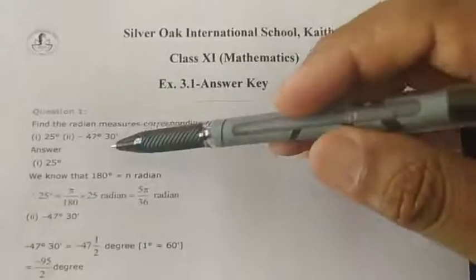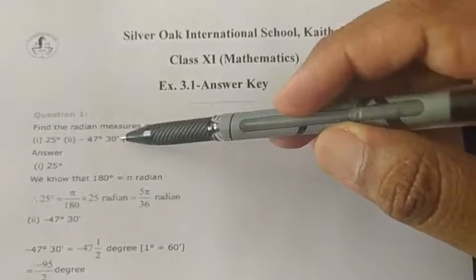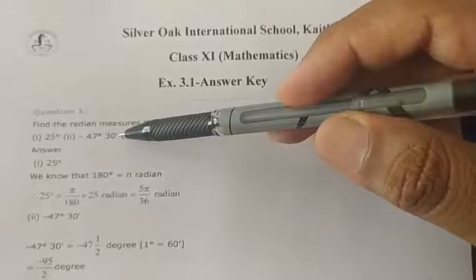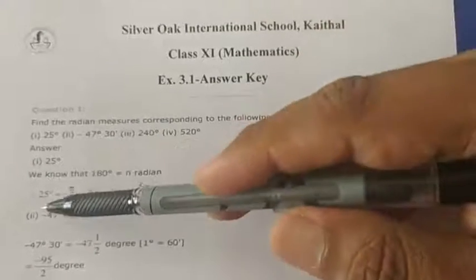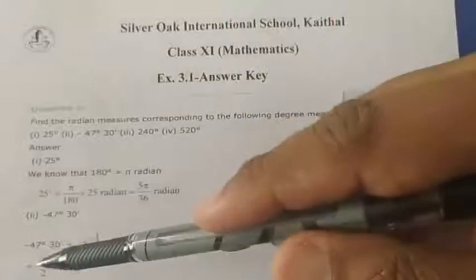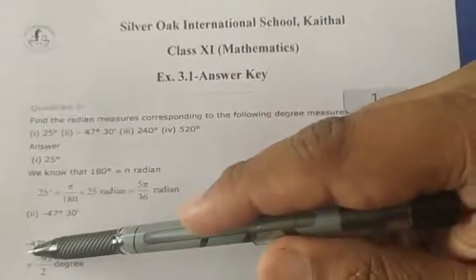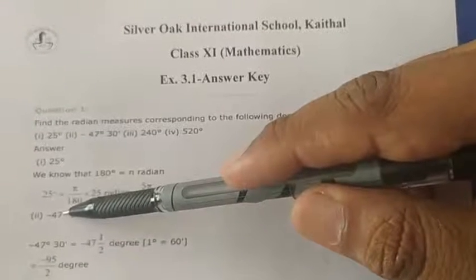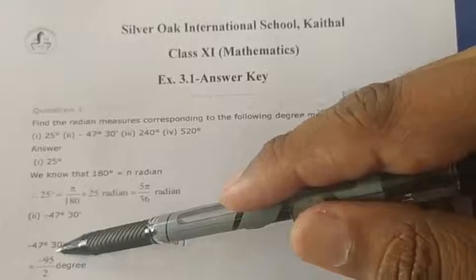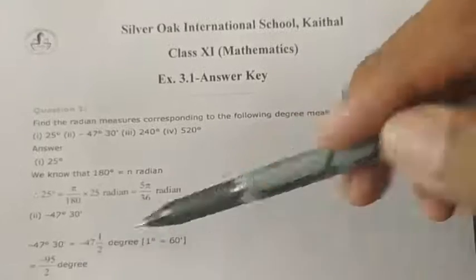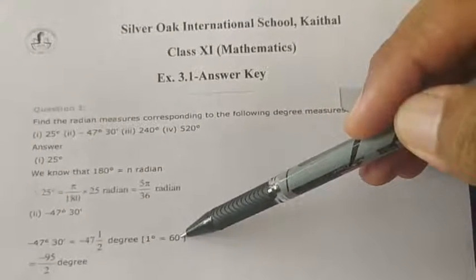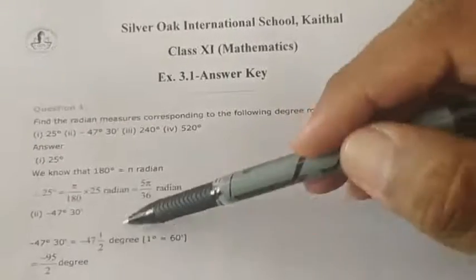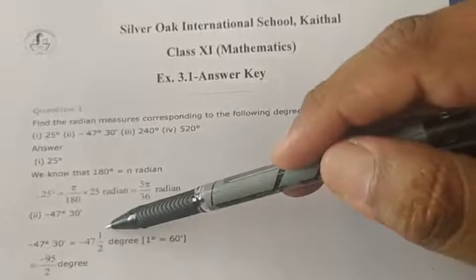Now the new question is minus 47 degree 30 minute. One tick is minute, and if a double tick is there, then it is second. So remove the negative value for now, you may take the negative value directly in the next step. The 47 degree, this minute is converted into degree, so we will divide 30 by 60 because 1 degree equals 60 minute. 30 by 60 will be 1 by 2, so that will be converted into 47 and 1 by 2 degree.